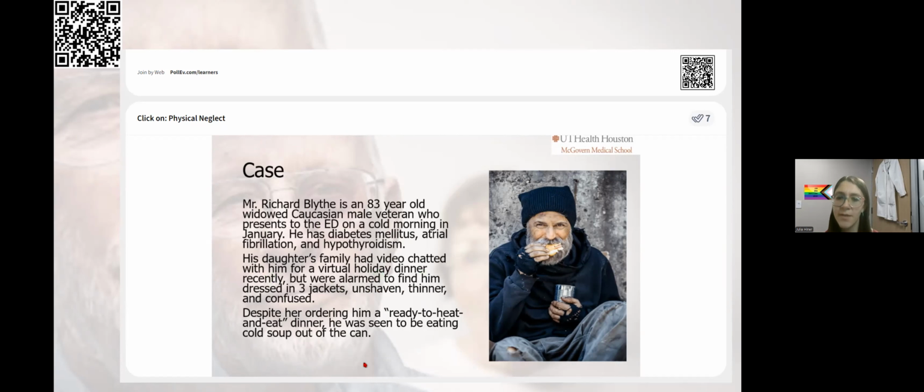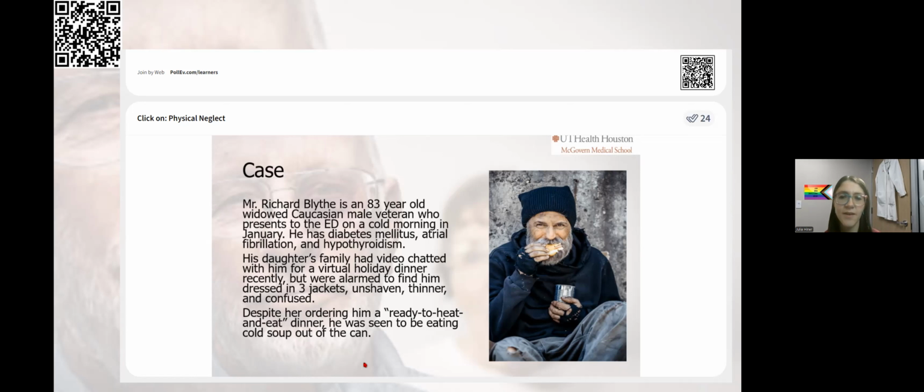But yeah, we've got this hypothetical male patient, Mr. Blythe, we'll call him. He's 83. He is recently widowed. He is a white male veteran. He used to be someone who was very fastidious about his person and his home, that military aspect. And he shows up to the emergency department a couple mornings ago. He's having a rough time. And he's got a history of diabetes. He's got atrial fibrillation, on anticoagulation. He's got hypothyroidism. And this all came to light when his daughter video chatted him over the holiday to have a little distance family meeting, or meal.